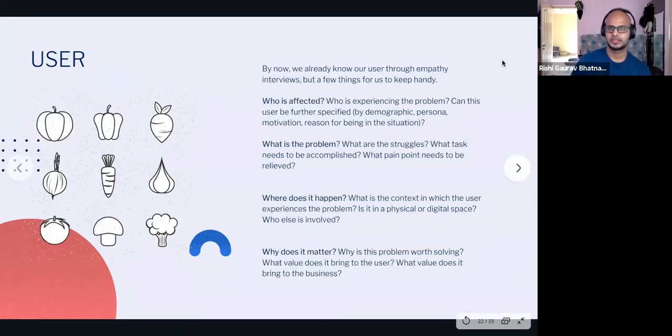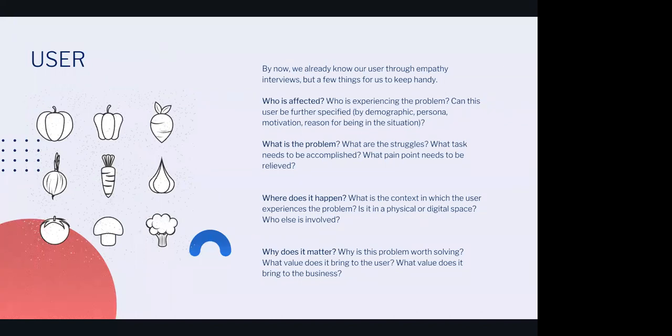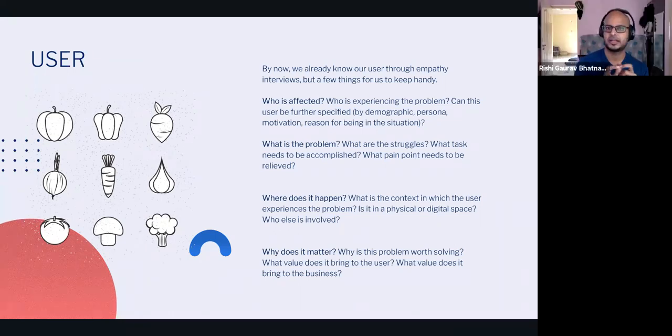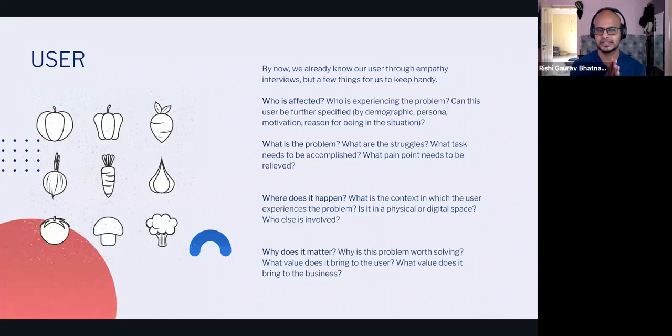All right, user. Now, we already know through our empathy interviews who a user is. A few other things for us to keep in mind when we are exploring this. Who's the person who's affected? Who's experiencing the problem? Can this user be further specified by demography, persona, motivation, or reason for being in that situation? To give an example of that, for the migrant crisis, when we are speaking of, say Sham, who's walking from Delhi to Darbhanga, we can say that Sham is the user.